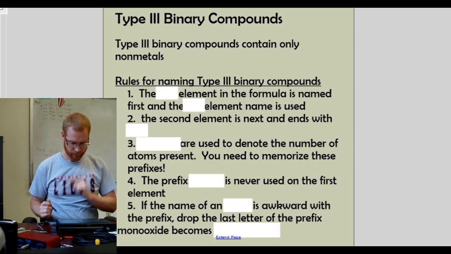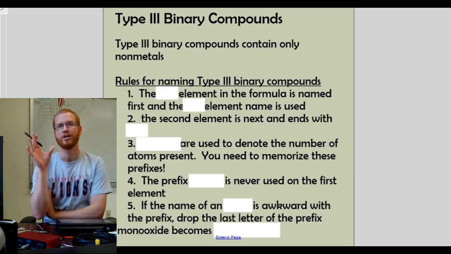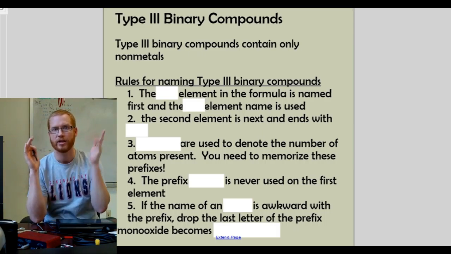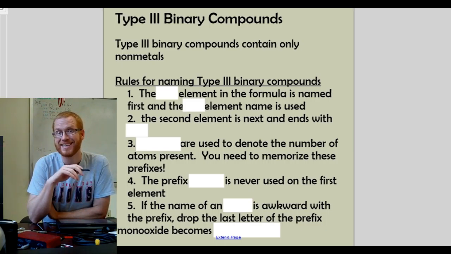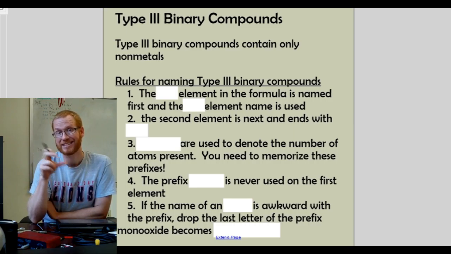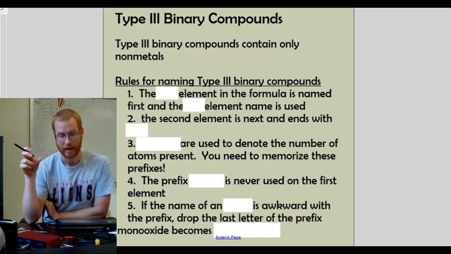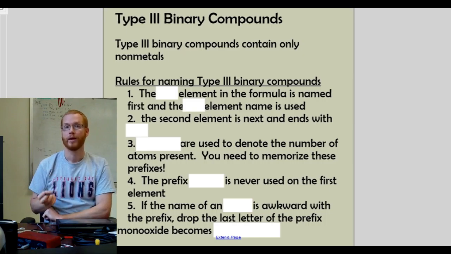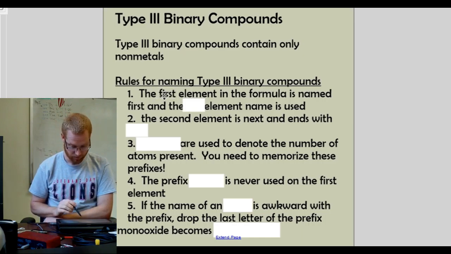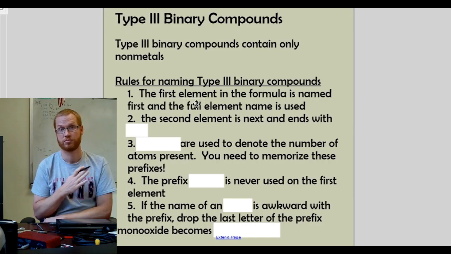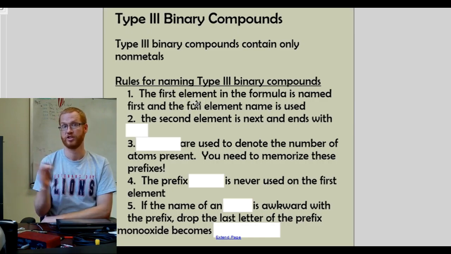So, naming type 3 compounds. Because they're not ionic, you can't look at charges and switch charges and things like that to figure out the formula. But what that means is it gets actually pretty easy because the name of the compound has to tell you the formula of the compound. Okay? So, the way to name a type 3 compound, you put the first element first, and you just name the whole element. Nothing changes.